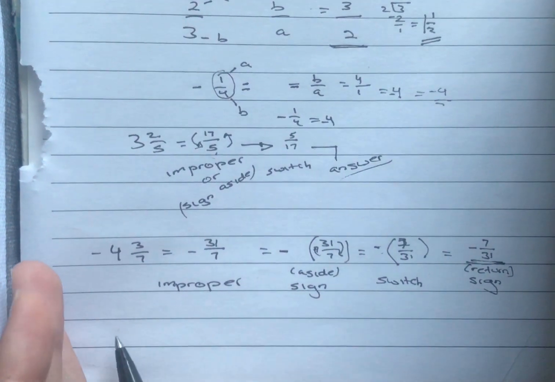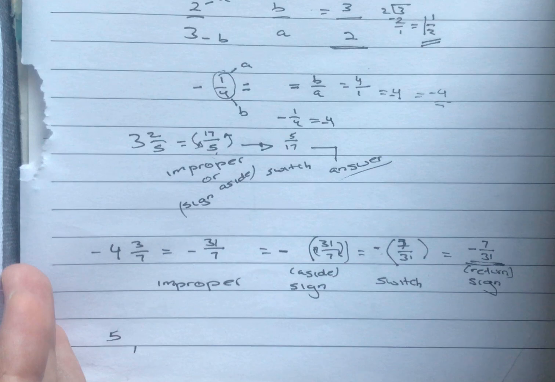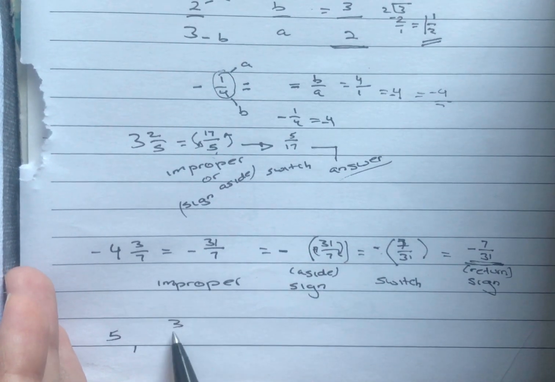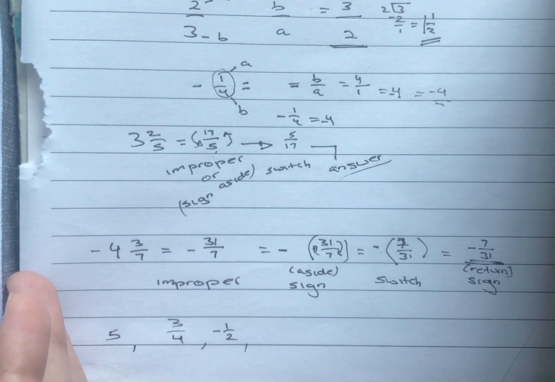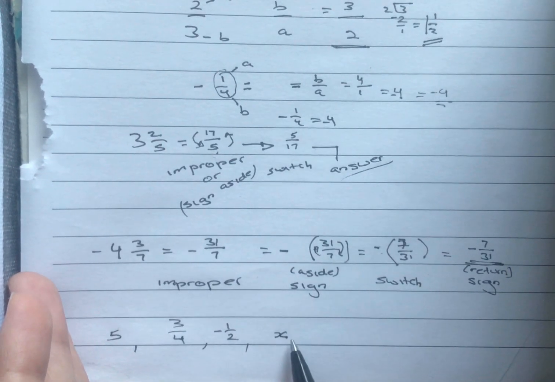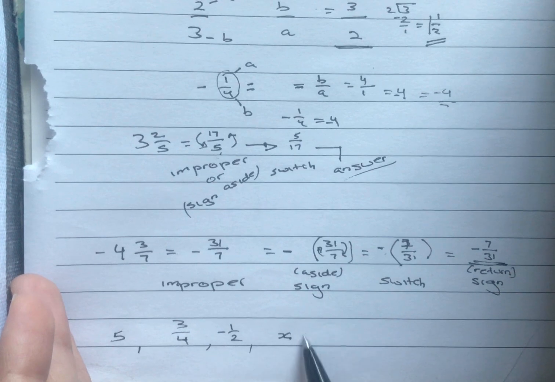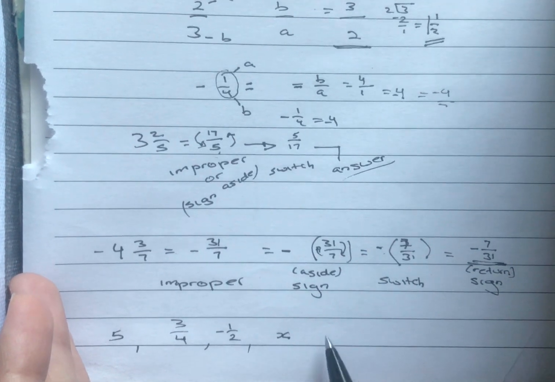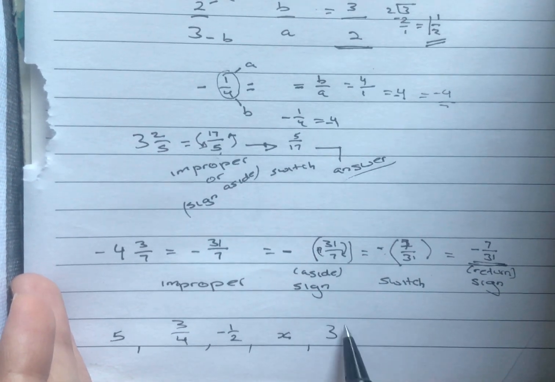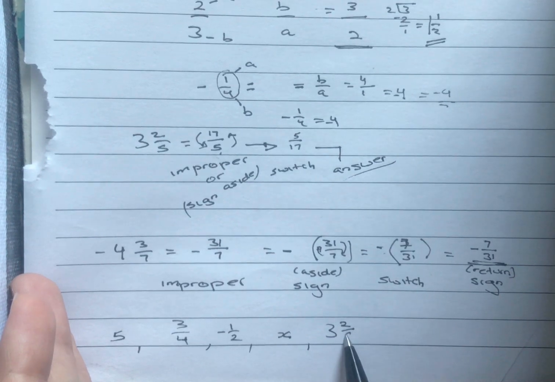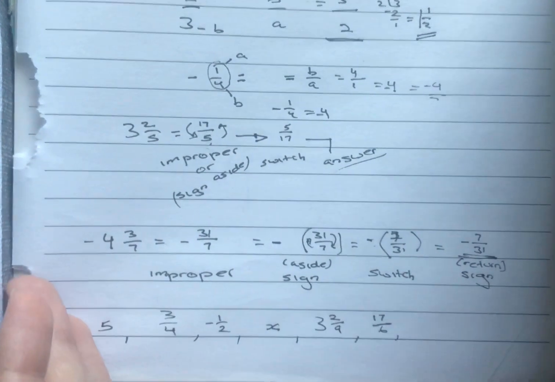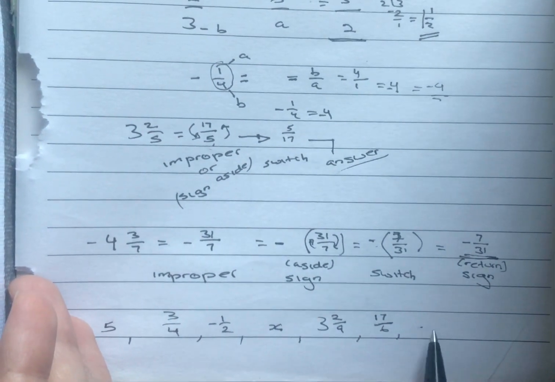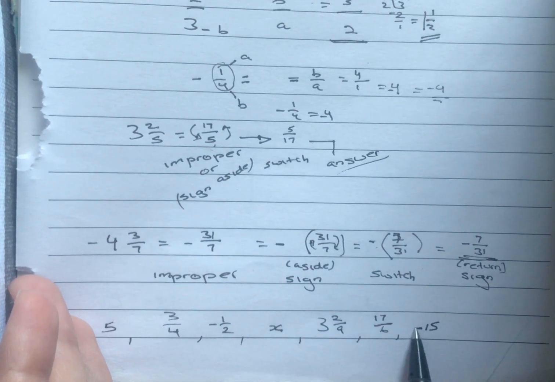First we have 5, then 3 over 4. Negative 1 over 2, x. Don't get scared with this, just deal with it as a whole number. 3, 2 over 9, 17 over 6. Negative 15.